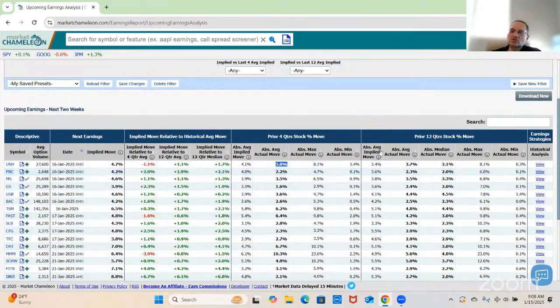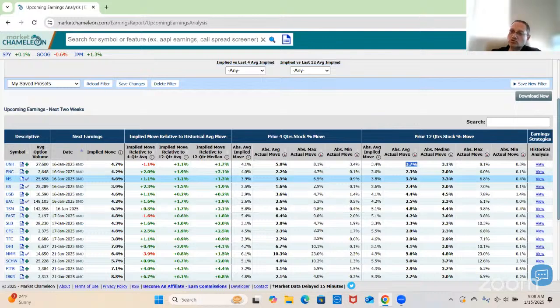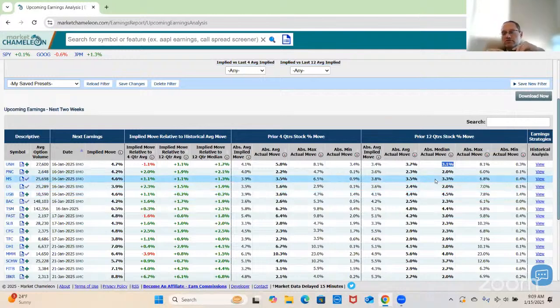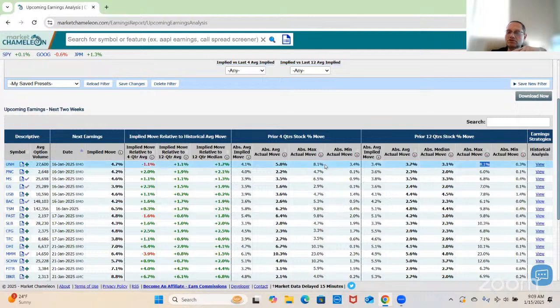What if we expanded that to the last 12 quarters? So over the last 12 quarters, you can see that the average implied move was 3.4%. So the last 4 quarters, it went up. The average move in the last 12 quarters was 3.7%. Below that, the median move of the last 12 quarters was 3.1%, meaning half the moves were above 3.1, half the moves were below 3.1. The largest move was 8.1%, which happened in the last 4 quarters. And the lowest earnings move was almost unchanged, 0.3%.